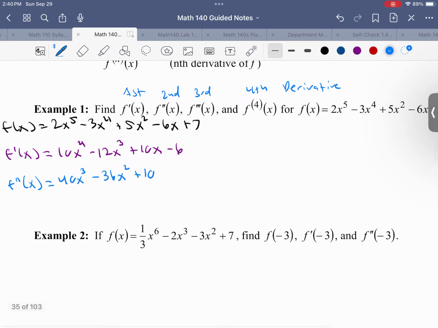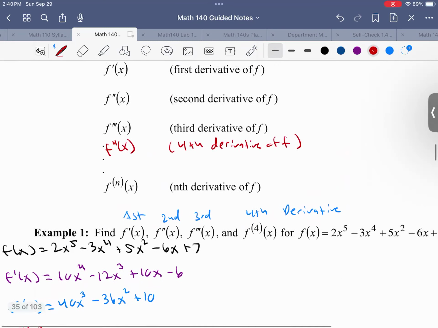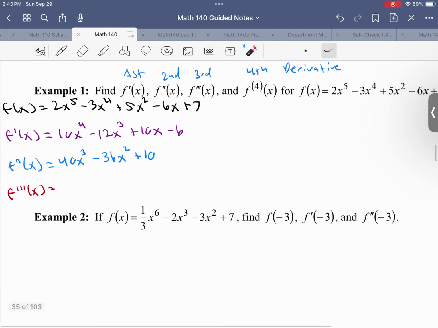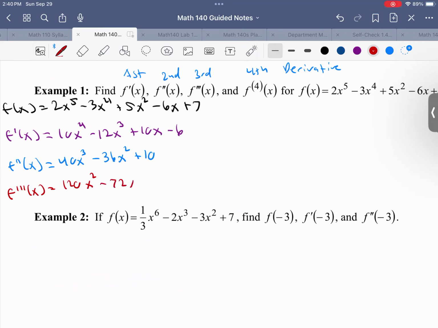Now the third derivative, we're just going to take a derivative of the second derivative. So this becomes 120x squared minus 72x. And then this 10 just goes away, it's a constant. But yeah, power rule, that drops down, subtract 1. That drops down, subtract 1. So that's our third derivative.